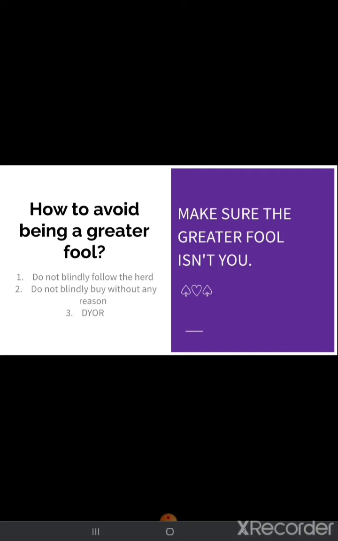Remember the 3 points I marshaled out. One is do not blindly follow the herd. Don't buy because everybody's buying. Don't buy because everybody's talking about it. Two, do not blindly buy without any reason. And finally, DYOR, do your own research. Make sure you do your own research. And then finally, make sure the greater fool isn't you.